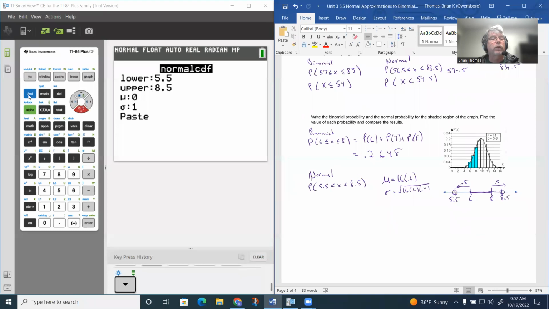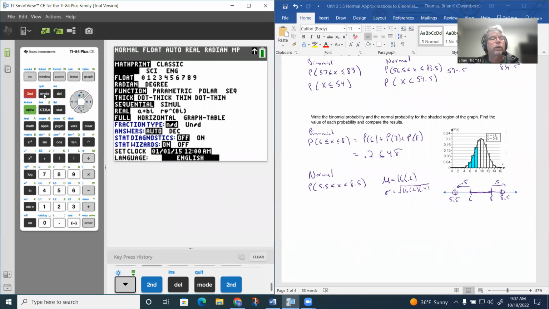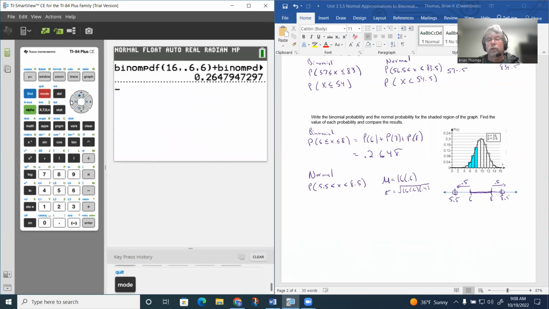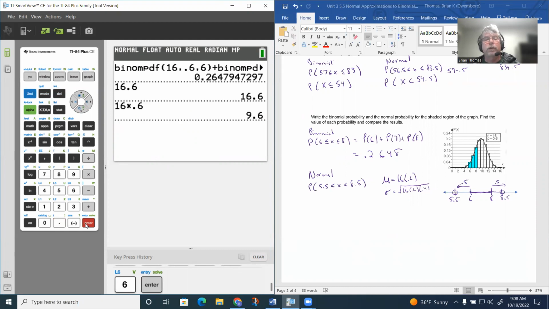So let's quit that and start that over. Okay. So we have to do 16 times 0.6 to get our actual mean for the population. So that's going to be 16 times 0.6. And that's going to be 9.6. So that's going to be the 9.6 there.